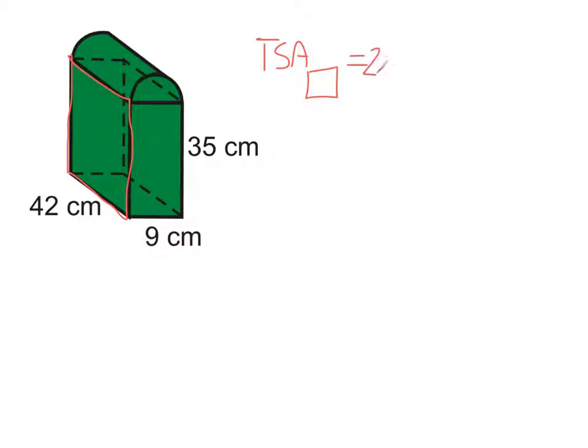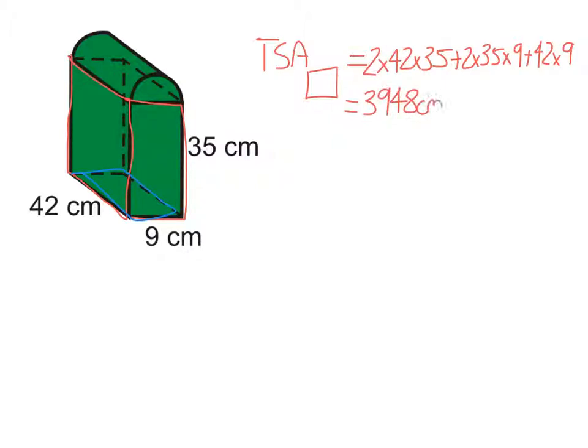Both of them are 42 by 35. And then, of course, the two sides of the prism. If I'm looking at this one here, that's 35 by 9, and there are, again, two of them. But the bottom of the rectangular prism, which is this face here, 42 by 9, there's only one of them, because the top is not exposed, I don't include it.